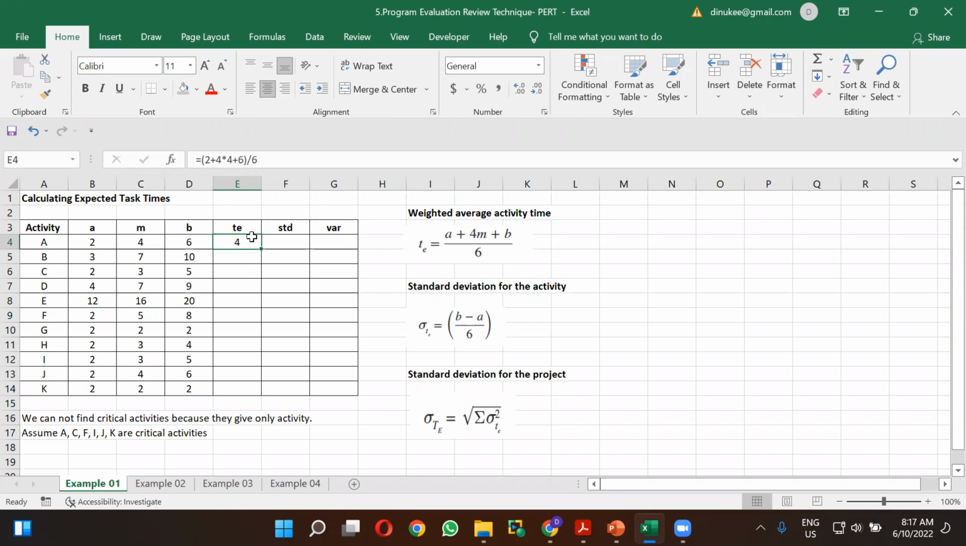So likewise, you have to do this for each and every activity. Up to activity K, you have to calculate the expected or weighted average activity time. So did you all get how to calculate the weighted average activity time?